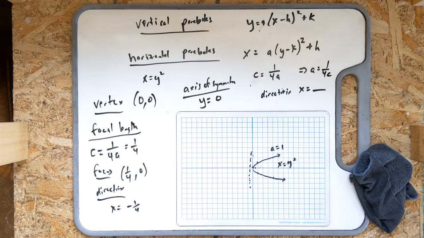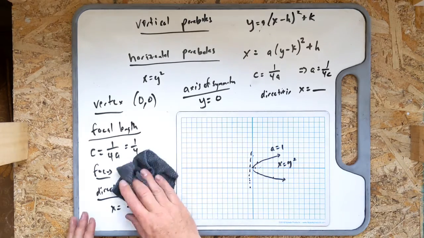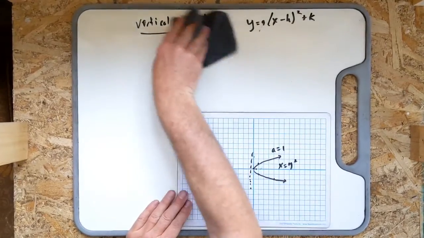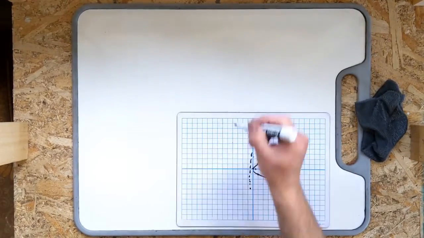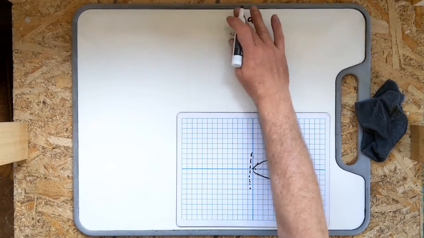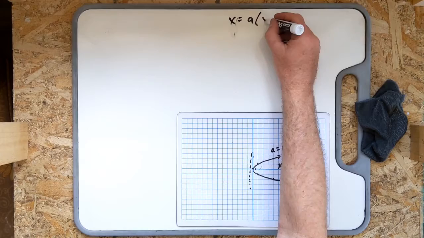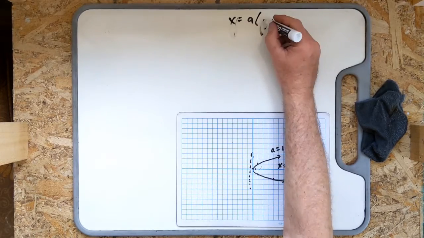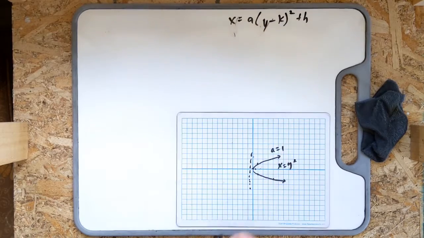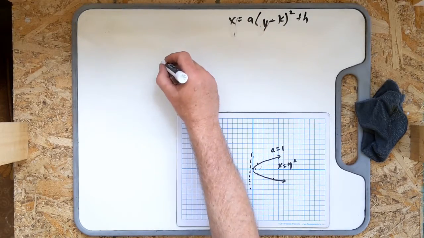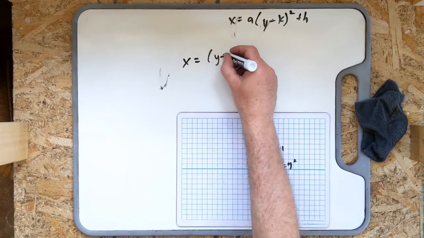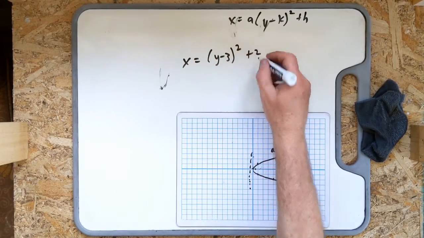Okay, a little more complex one. I'll give myself a little more room here as well. I'll continue to write this up here, so at least I have this as reference. x equals (y minus k) squared plus h. Okay, so now I'm going to do another one. I'm going to do x equals (y minus 3) squared plus 2.